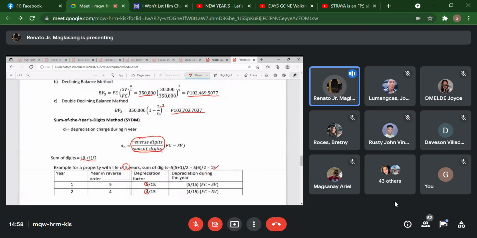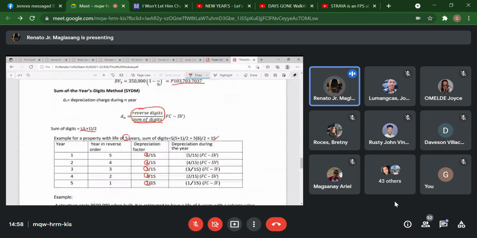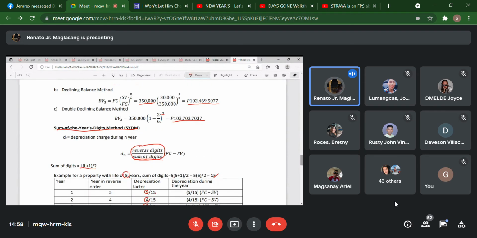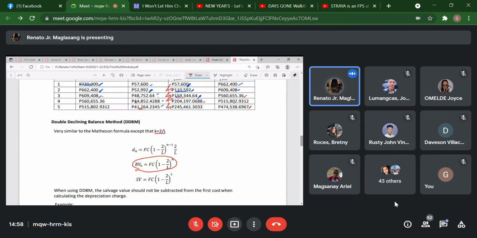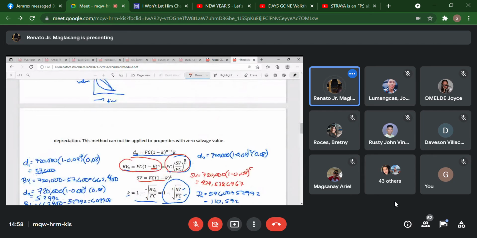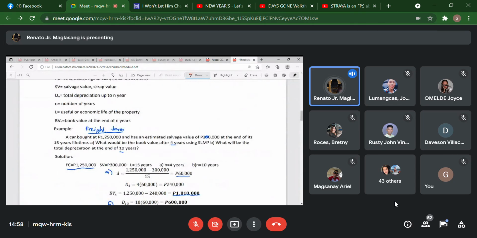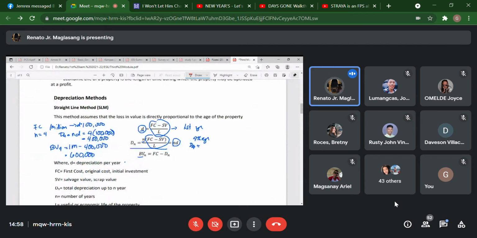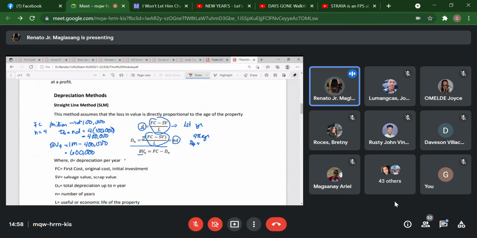Okay, question for the last method. We only have four. I only gave you four methods, so we will not use the other two methods given, the sinking fund method. I think these four are enough.